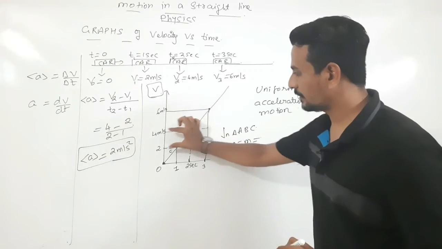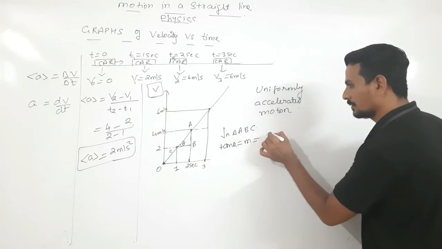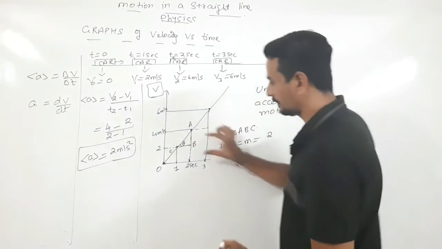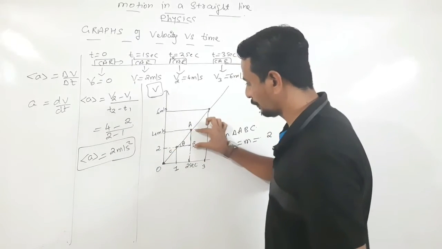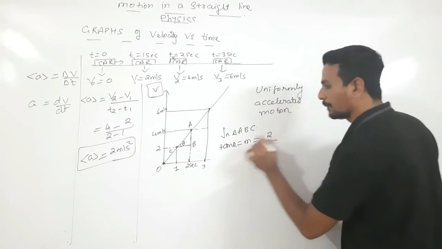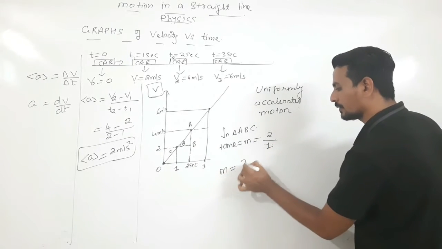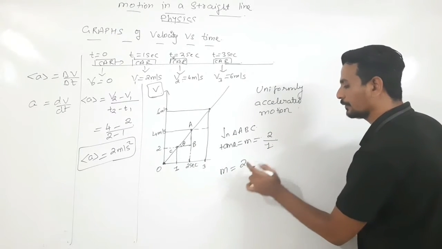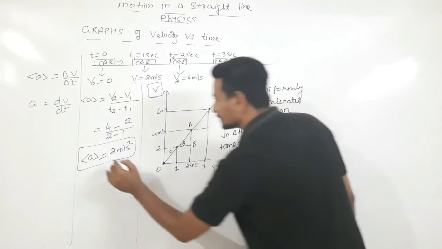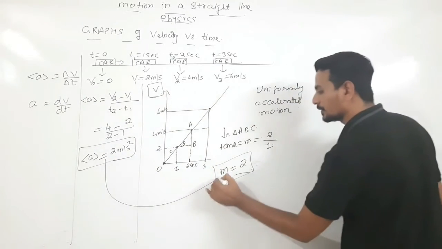So opposite is 2, 4 minus 2, right? This is 4, this is 2, so this will be 4 minus 2. So that is 2 upon 1. So slope is equal to 2, and the calculated average acceleration is also 2.